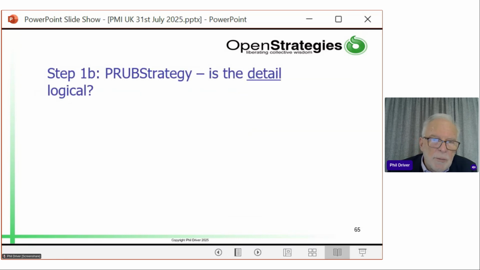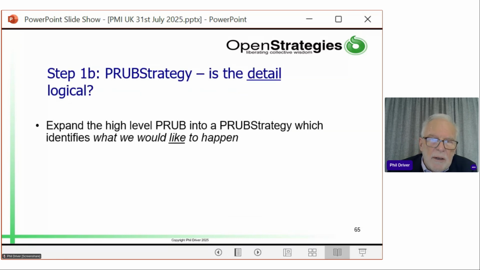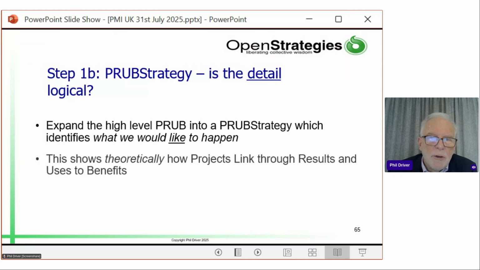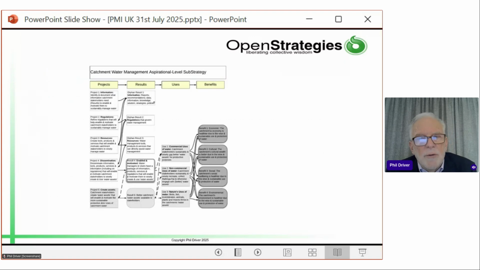The next step is to put that into a little bit more detail and expand on what we mean by that high level statement. And this shows theoretically how projects link through to results, uses, and benefits. And 15 to 20 boxes, and this is the diagram I showed you before, that essentially provides more detail on the catchment management. And again, you don't need to read it, but that's the sort of second level. But that's still just a theoretical statement.